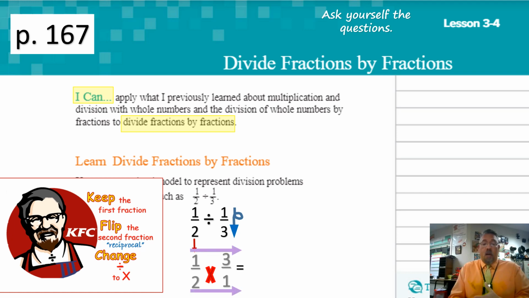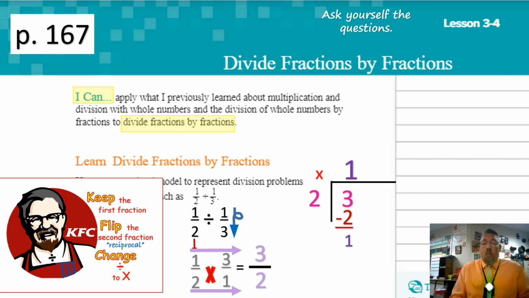So when I multiply across, I end up with 1 times 3, which is 3 in my numerator, and 2 times 1, which is 2 in my denominator. Then I have to divide because I have to convert it into a mixed number. So 3 goes inside my box. I'm dividing by the denominator of 2. 2 goes into 3 one time, which is 2, and I have a remainder of 1.